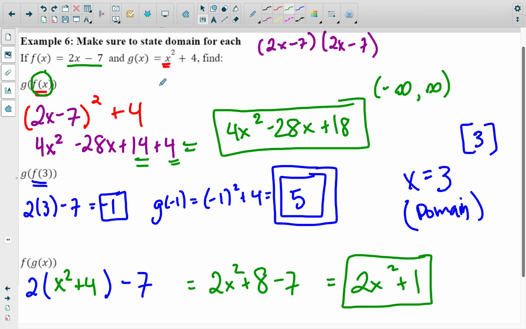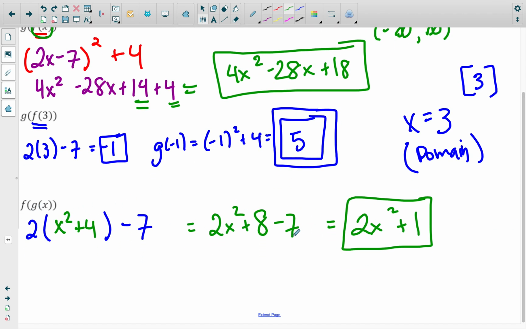Do we have any domain restrictions in our originals? No. Okay, g of x has no domain restriction, nor does this function we ended up with, so our domain would be negative infinity to positive infinity.